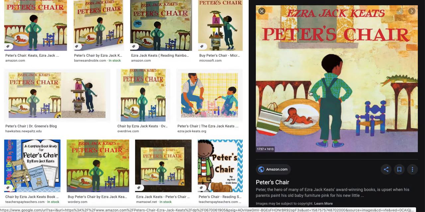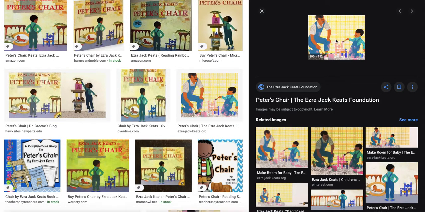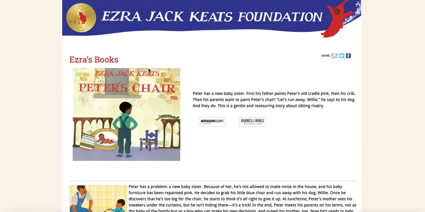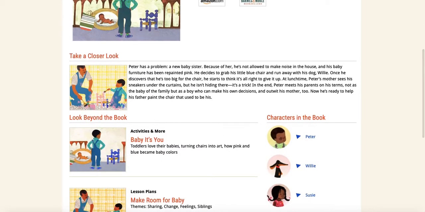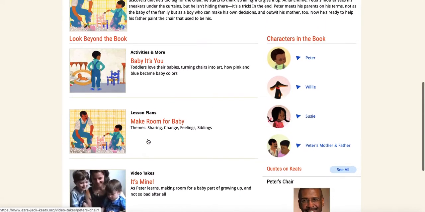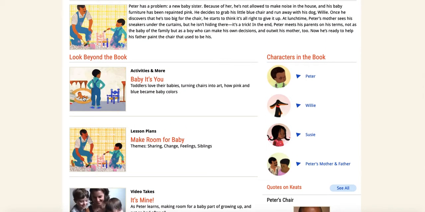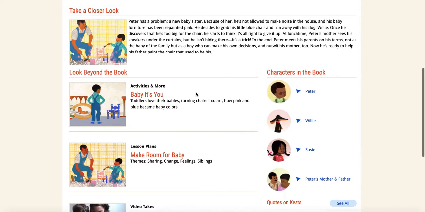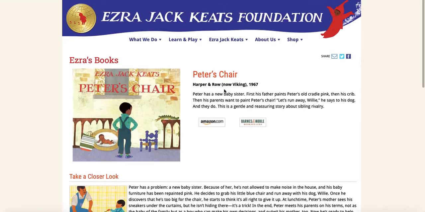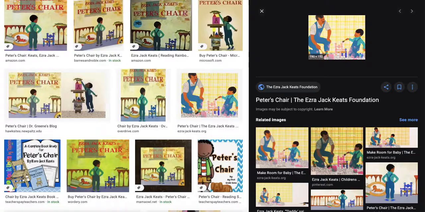So we talked a little bit yesterday about characters. A major character in the story would have been Peter, right? He was the main character. Some supporting characters would have been, here you see Peter's father, a minor character. The baby, his baby sister, would have been a minor character. The dog even was a minor character. So they were supporting characters in Peter's Chair. So those were the characters.